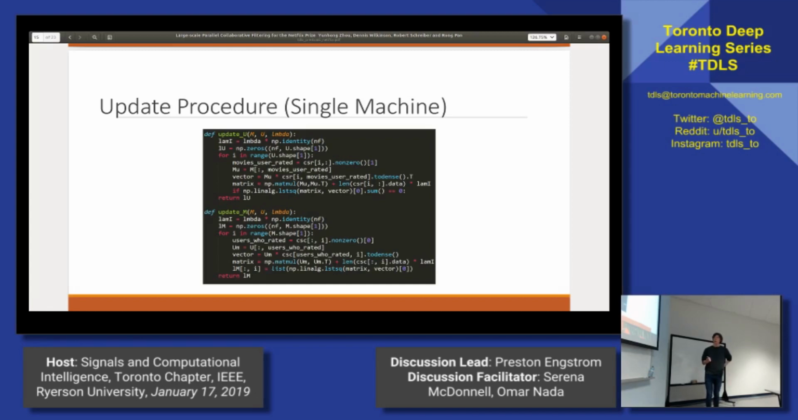So you can see, for that same update U procedure that we were just looking at the formula for, we take our lambda value, our regularization parameter, and multiply it by an identity matrix. We set up our new version of U that's going to become our updated matrix and initialize it all to 0. And then for every user, because I have my interactions matrix such that every column is a user, the first axis is going to be the number of users. We get the submatrix of the movies that the user rated.